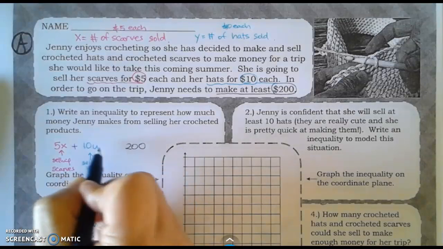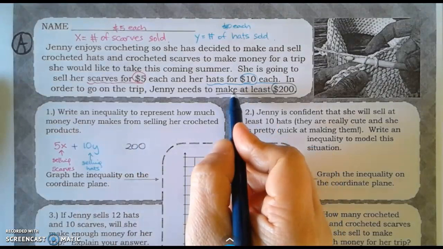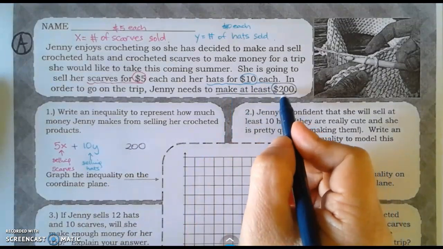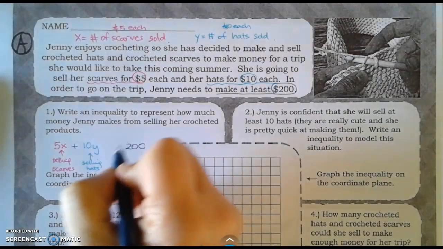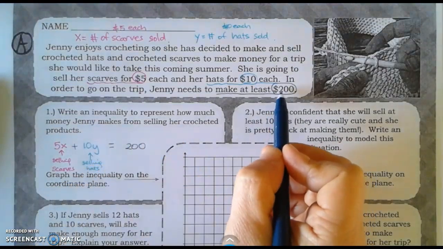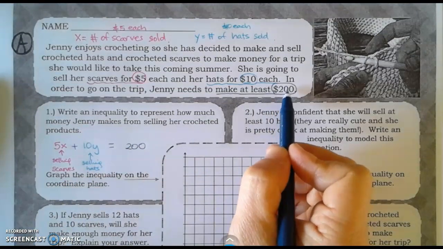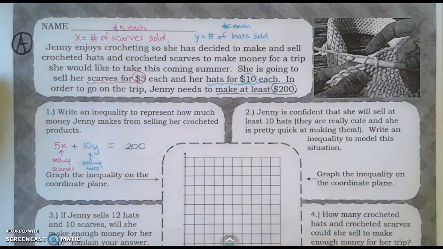Now, if she sells $100 worth of goods, is that enough? No. What about if she sells 200? Yeah, equals would be fine. If she sells $200, that will be fine. Okay. What if she sells $250? Yeah, that would be great too, because that means she'll have $50 extra for spending money.